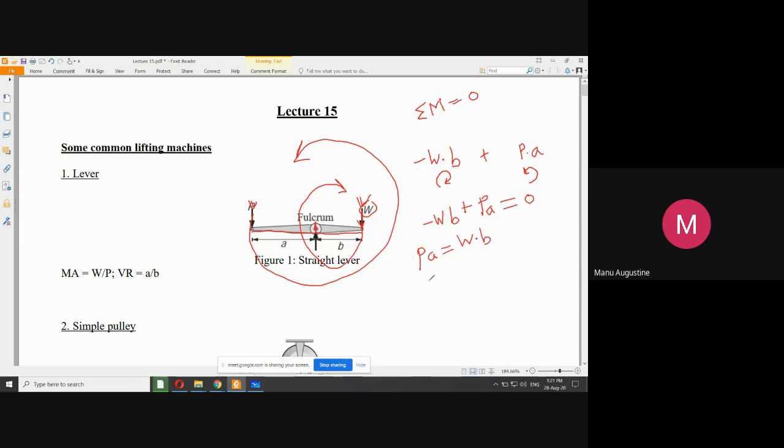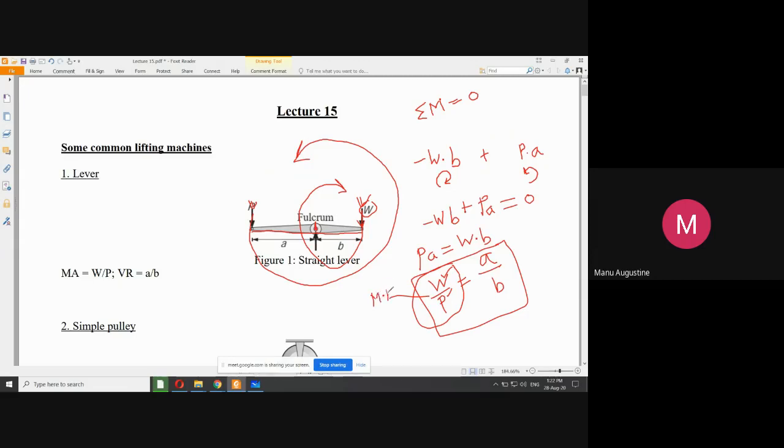Now what I will do is I will divide it here. W by P, I am rearranging this equation. W by P becomes equal to A by B. So for a lever, this ratio will always hold true. Now what is W by P? You already know that the ratio of load lifted to effort applied is called mechanical advantage.